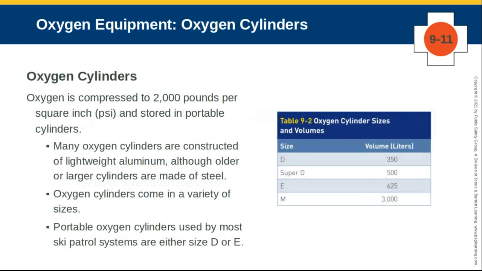These cylinders are pretty small. There may be only about 4 liters in terms of total volume, but at 2,000 psi, that's what we're trading. We're trading high pressure, low volume for high volume and lower pressure, atmospheric pressure, when we deliver it to the patient.